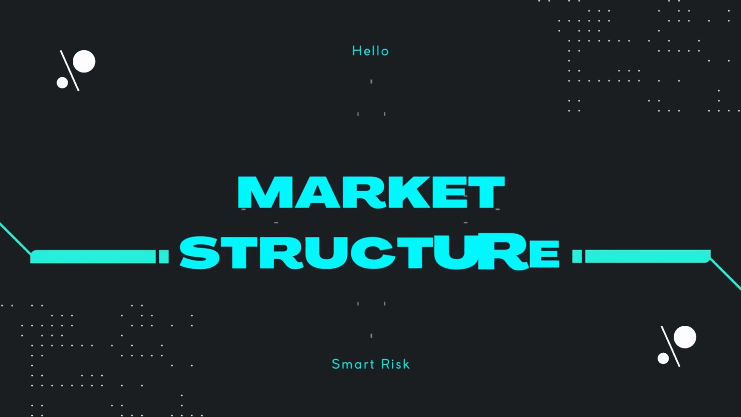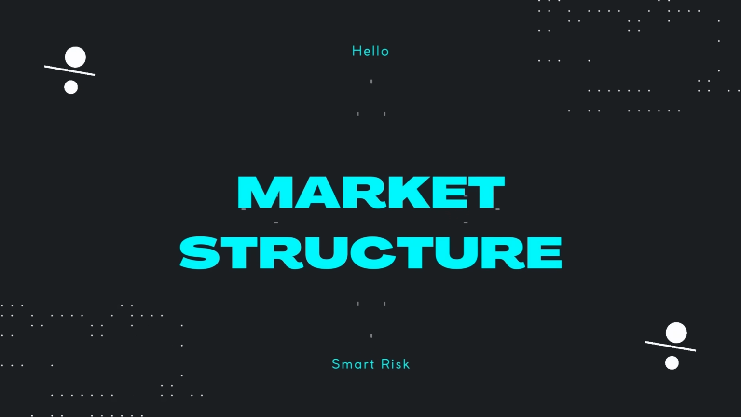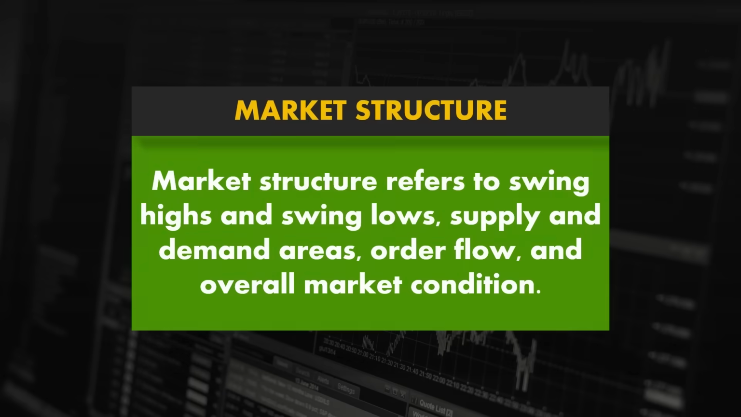Now, what is the market structure exactly? Market structure refers to swing highs and swing lows, supply and demand areas, order flow, and overall market condition. We have two market behaviors: trending and ranging market.